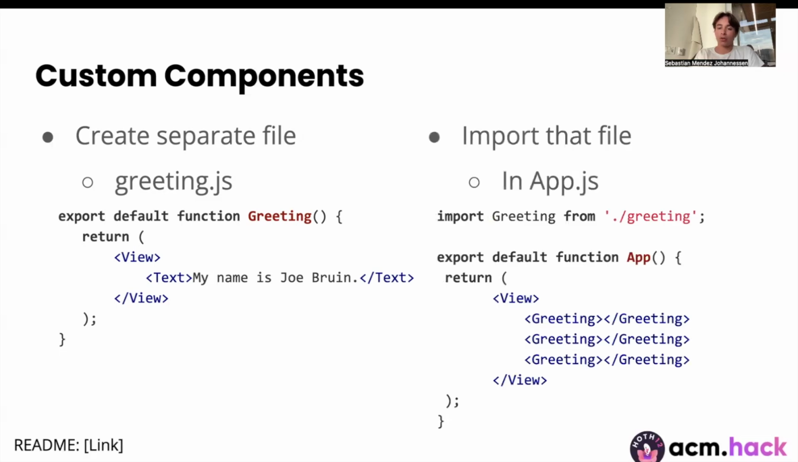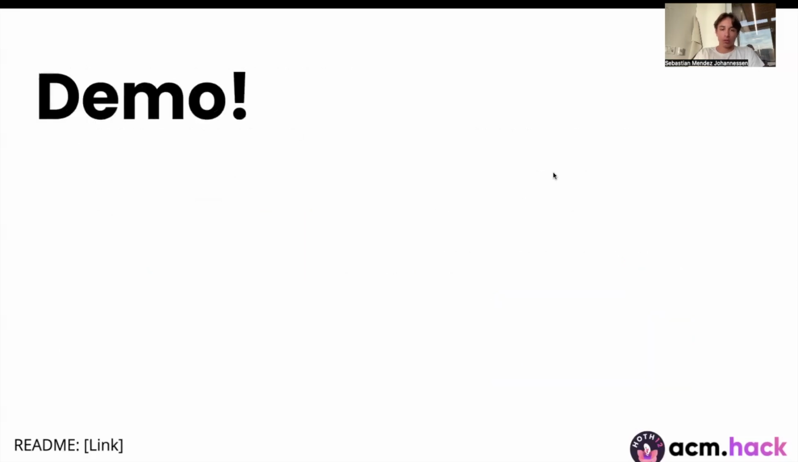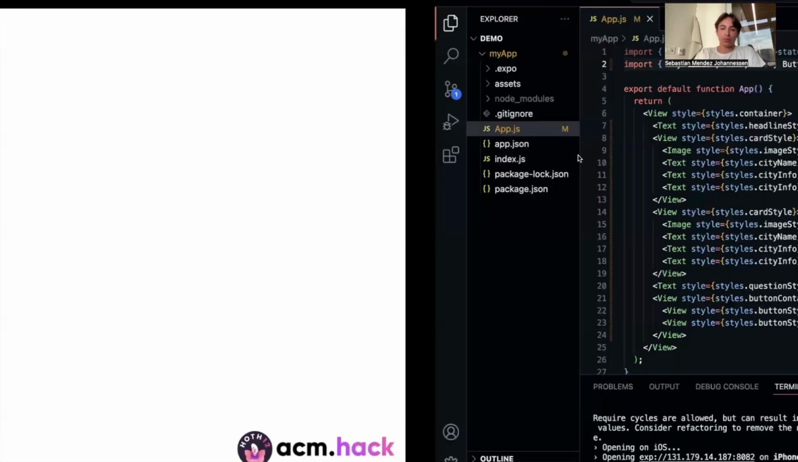You would then go back to your main file, app.js, import that function as you can see on this line. And from then on, you're able to use your custom component in the same way as you would use any other core component. So I'll show you how to do that right now.